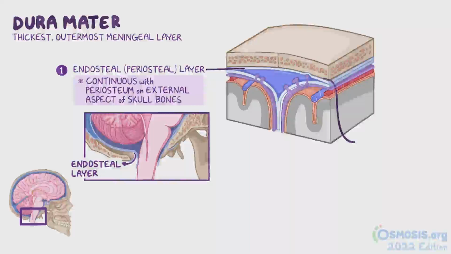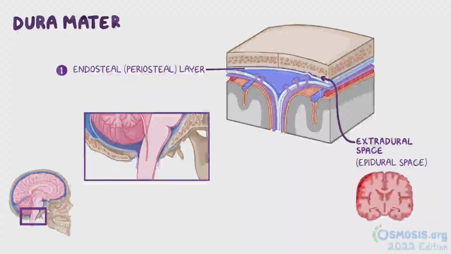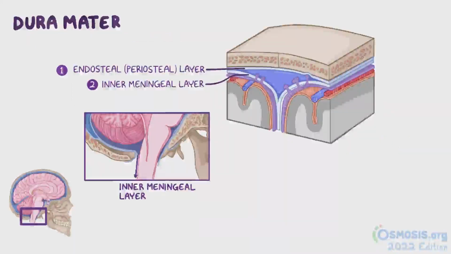Between the endosteal layer of the dura mater and the skull bones, there lies a potential space called the extradural or epidural space, which is not a natural space, but may become a pathological space during bleeding. The second deeper layer of the dura mater is the inner meningeal layer, which is continuous with the dura mater of the spinal cord and ends at the level of the S2 vertebra.